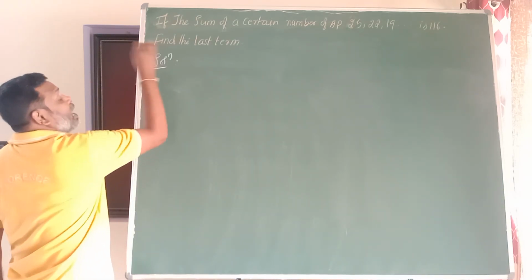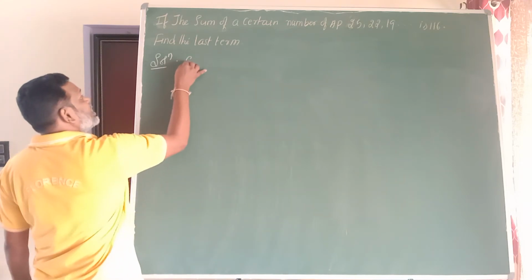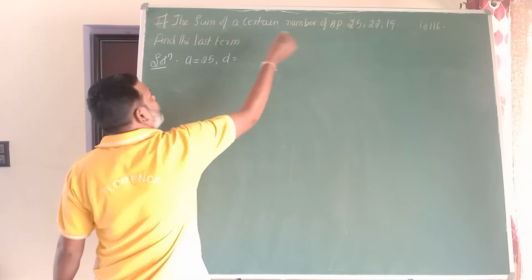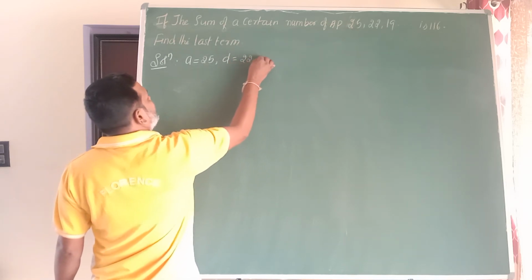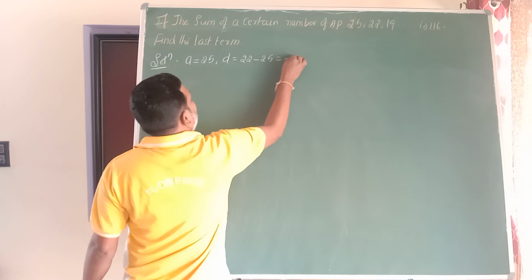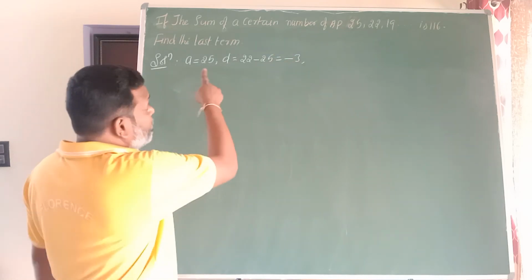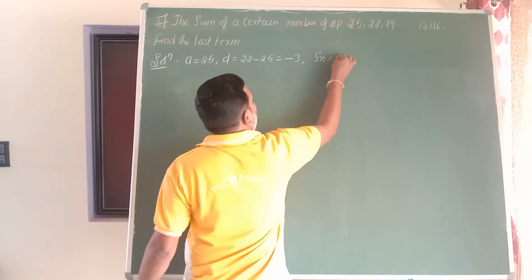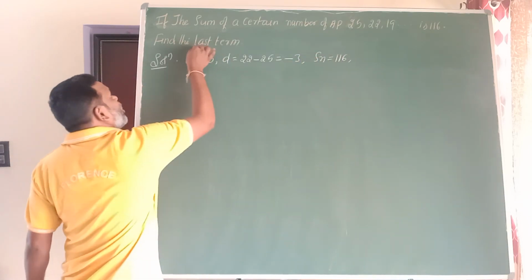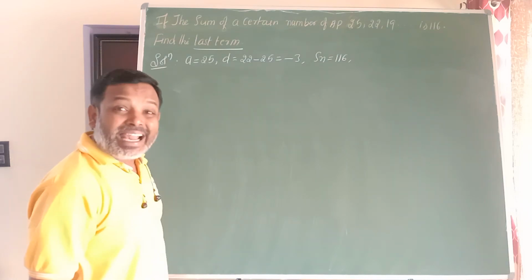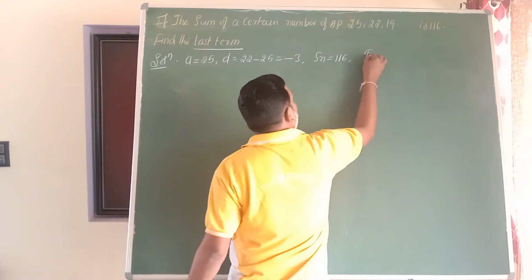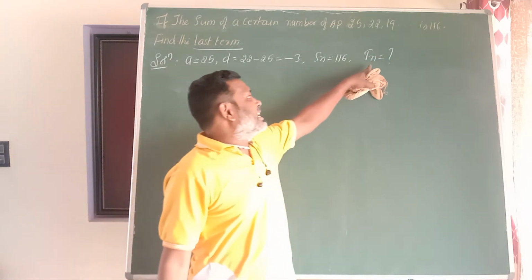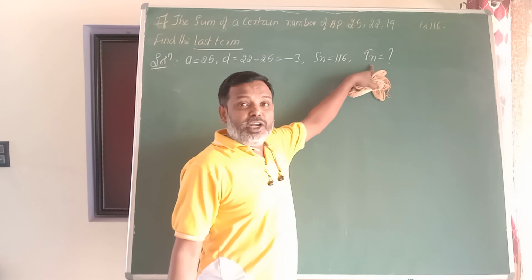Solution. Understand this. What is the first term? A is equal to 25 and d is equal to T2 minus T1, 22 minus 25, that is equal to minus 3, and the sum of a certain number of terms is 116. That means Sn is equal to 116. Find the last term. Last term is nothing but L, nothing but Tn, which is the question mark. To find Tn, we wish to find out n first, and thereafter we can find out Tn.